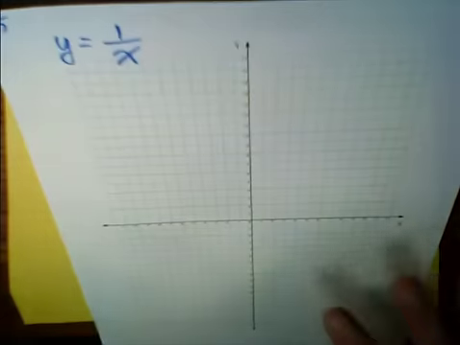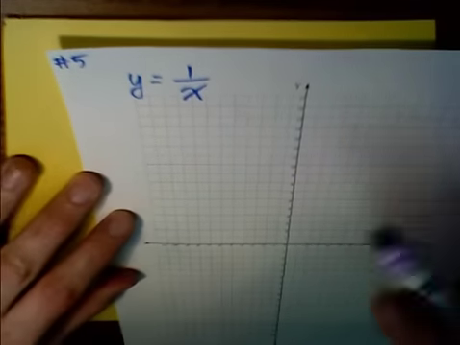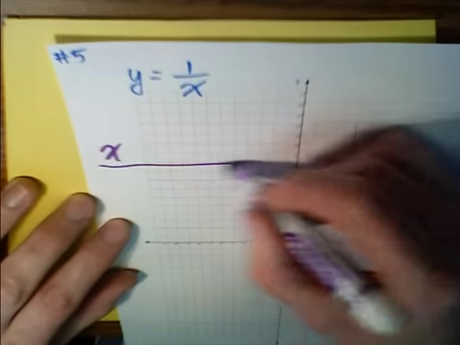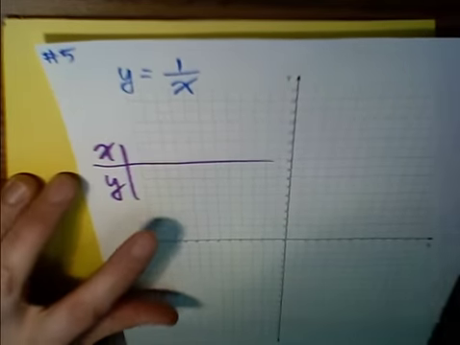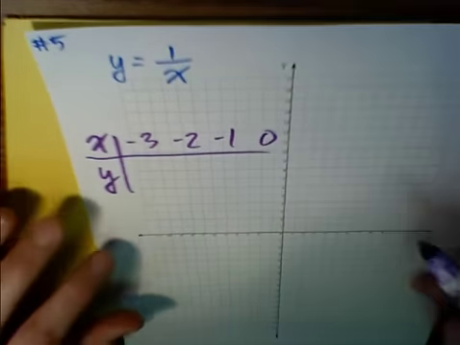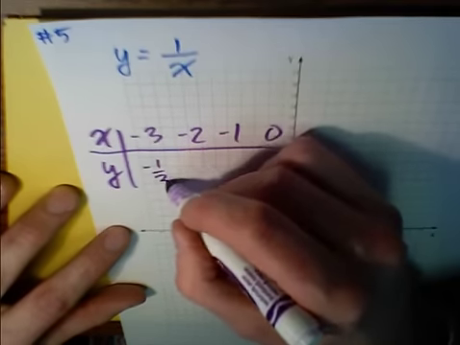And this one's kind of interesting in that our variable is in the denominator. It's the only one of our parent functions where the variable is in the denominator. So again, if we want to make a table of values with x and y, we can start off with, say, -3, -2, -1, 0. -3, if we put that in the denominator, we're going to get a -1/3.